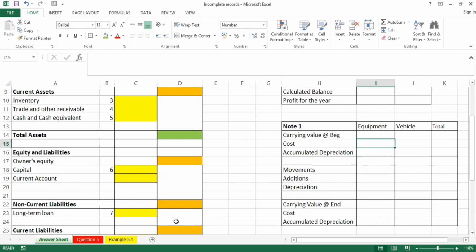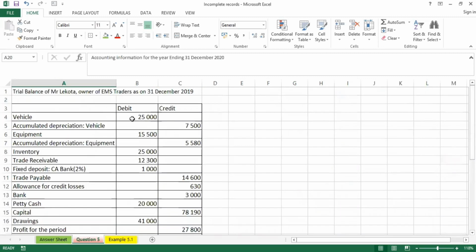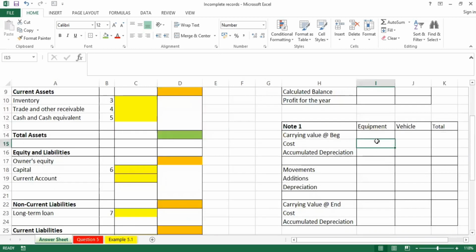Our cost we are given on the trial balance. For the vehicle, they're telling us it is 25,000, and for equipment it's 15,500. So our cost is 15,500 for equipment, and for vehicle it is 25,000.